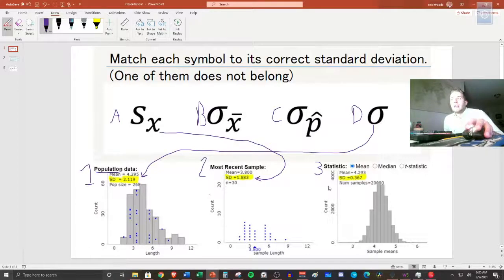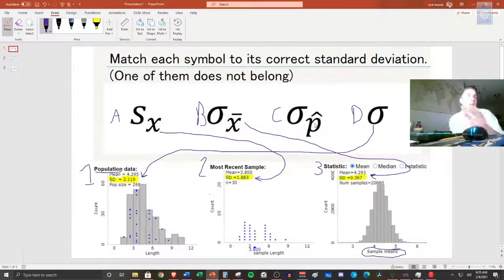Okay? Now, lastly, we have these two symbols here. These both represent sampling distributions. Well, it's just the standard deviation of the sampling distribution. So here we have our sampling distribution of sample means at the bottom. You can see that here. So which symbol represents means? Is that X bar or P hat? Well, it's X bar. So this one goes here. So that means that sigma of P hat is actually not being used here at all. Well, why is that? Well, P hat represents proportions.